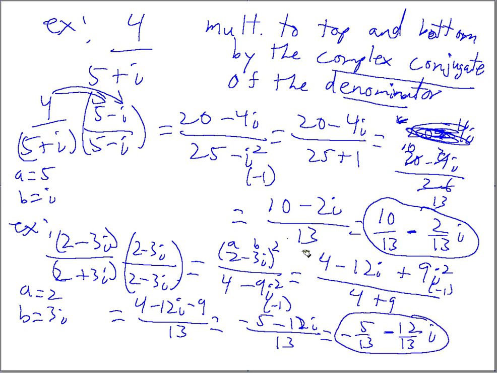So again, the theme is multiplying top and bottom by the complex conjugate of the denominator to carry out the division of complex numbers, if there are two terms. If just one term, then just multiply by i over i, as we did in that earlier example.